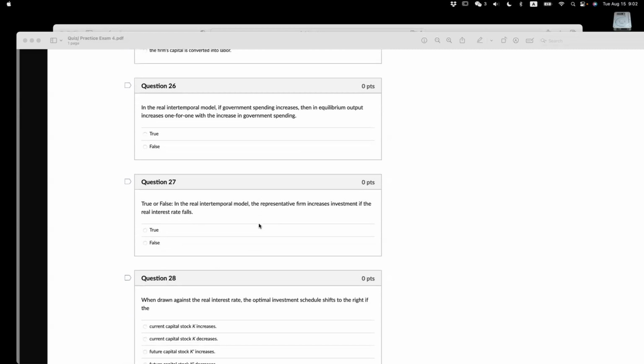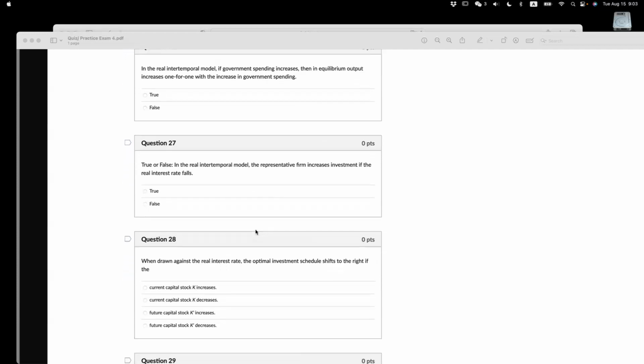Question 26. In the real intertemporal model, if government spending increases, then in equilibrium, output increases 1-for-1 with the increase in government spending. That's not correct. Okay. Where is the government spending coming from, or how are they going to finance spending? It must be through tax. Tax is usually a distortion, right? So the tax distorts your labor incentive or investment decision. Hence, output is going to increase less than 1 for 1.